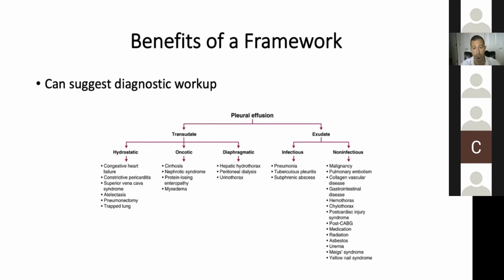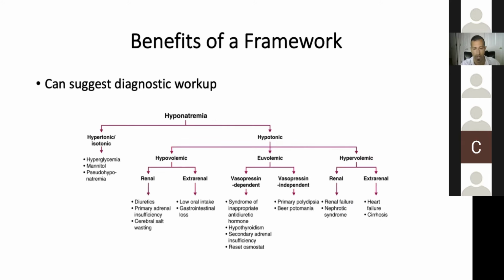And the same is true for the framework for pleural effusion, which divides causes into transudates and exudates, which is of course based on Light's criteria. And so if I have this framework in mind and I'm approaching a patient with a pleural effusion, it automatically tells me that number one, I have to sample that fluid with a thoracentesis. And number two, I have to send that fluid for protein and LDH in order to calculate Light's criteria.